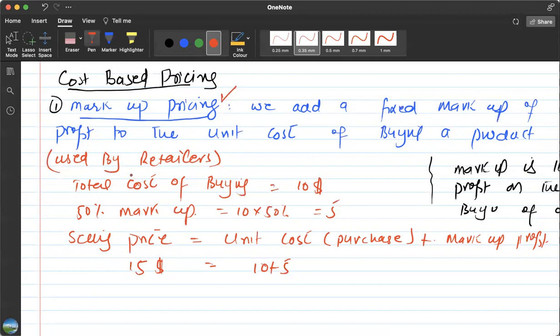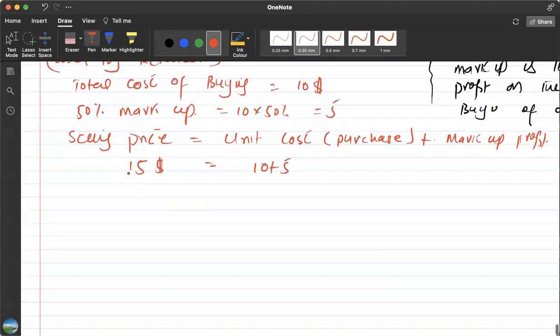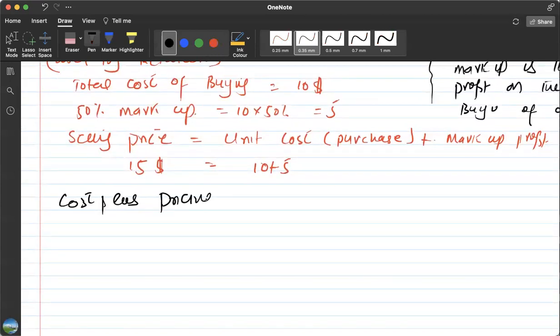Very similar to that, another technique we have is called cost plus pricing.